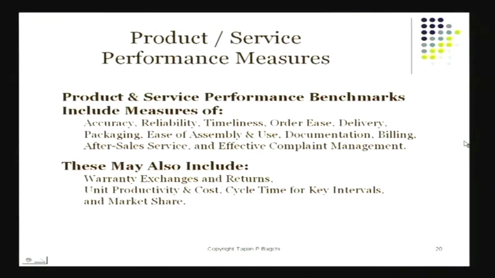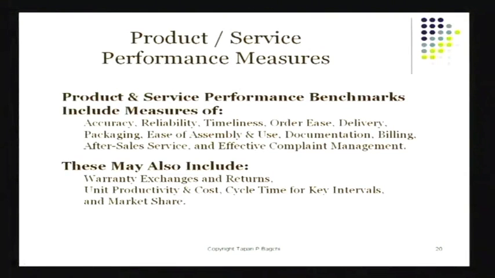Product and service performance measures. Some of these are slightly different from what we've been talking about. These again get into nuts and bolts, and these are a bit more specific. Let's take a look at this. Benchmarks in product and service performance. These could be accuracy, reliability, timeliness, ease of ordering, delivery, packaging, ease of assembly and use, documentation that might be with the instructions that go with your product, billing process, after sales service, and complaint management.